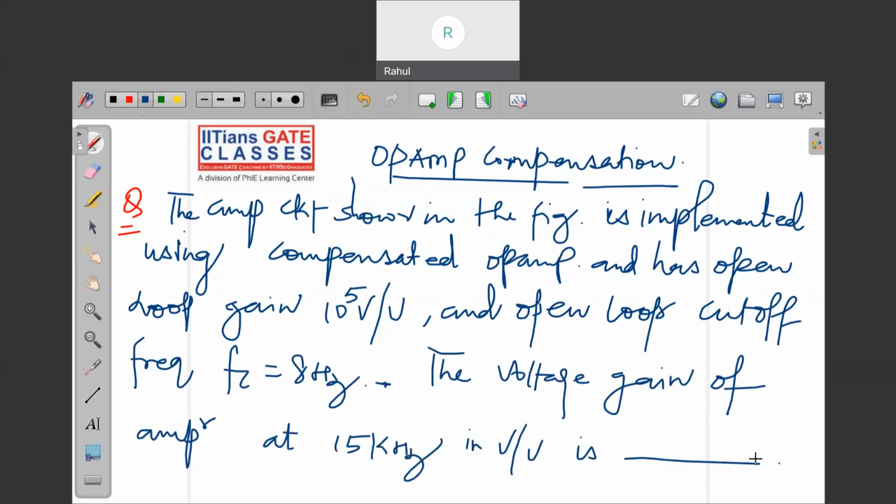This problem is from op-amp compensation, and the amplifier circuit shown is implemented using compensated op-amp. This is a very important concept, you must know. This problem can be asked in your exam. They have given high open loop gain and the cutoff frequency. They are asking gain, meaning closed loop gain at 15 kilohertz. They have given the circuit as well.